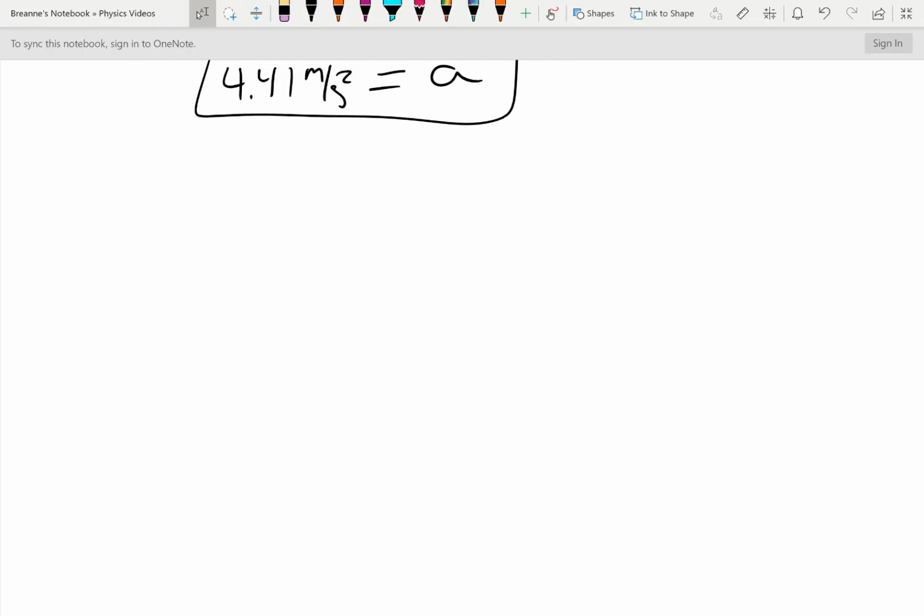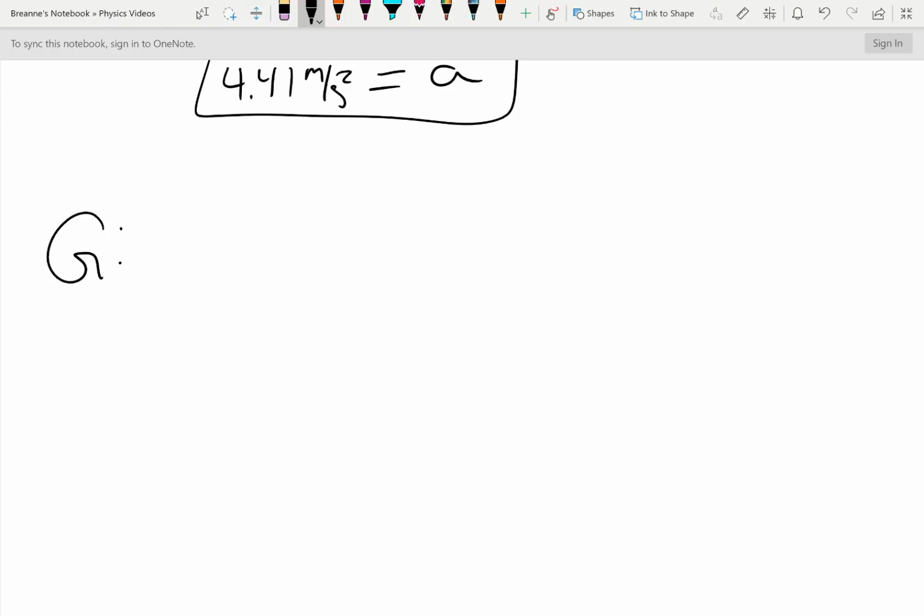Next one. A car travels at 90 kilometers per hour, strikes a tree. The front end of the car compresses, and the driver comes to rest after traveling 0.8 meters. What was the average acceleration of the driver during the collision? So it's very similar to the setup. This one is extremely similar to the other ones we've done. So we're pulling out our givens.